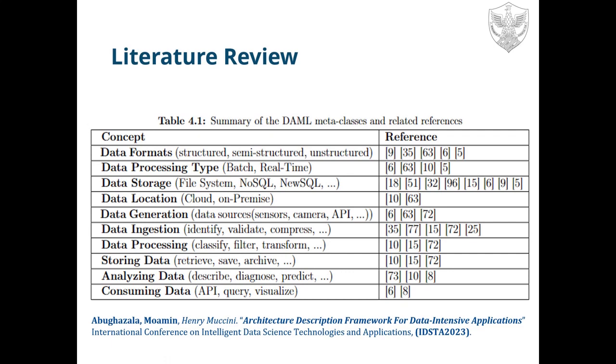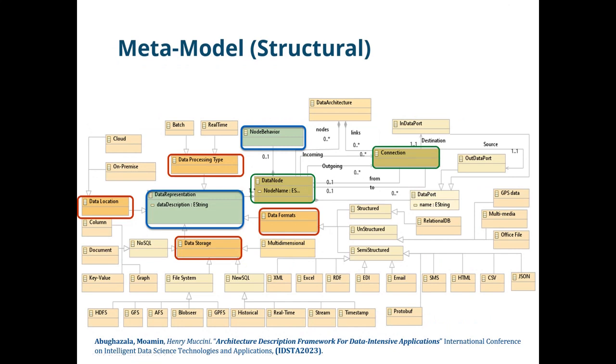To do that, we conducted a literature review to identify the primary components of data architecture. We discovered the main concepts like data format, structured and semi-structured, processing type, data storage, location, generation, ingestion, processing and storing data, analyzing and consuming the data. In our research, we adopted a model-driven engineering methodology to model data architecture by utilizing the advanced technique of meta model. For that, we developed a structural and behavioral meta model, based on the basic definition of software architecture: a collection of components and connections together with a description of the interaction between these components and connectors.